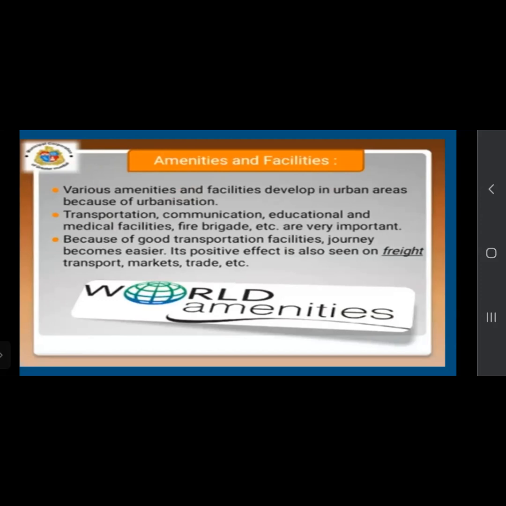To the cities or urban areas, more facilities and amenities are provided by the government bodies than to the village. Transportation, communication, educational and medical facilities, fire brigades, etc. are very important. So these are the facilities which are very important and which are given to the urban areas.